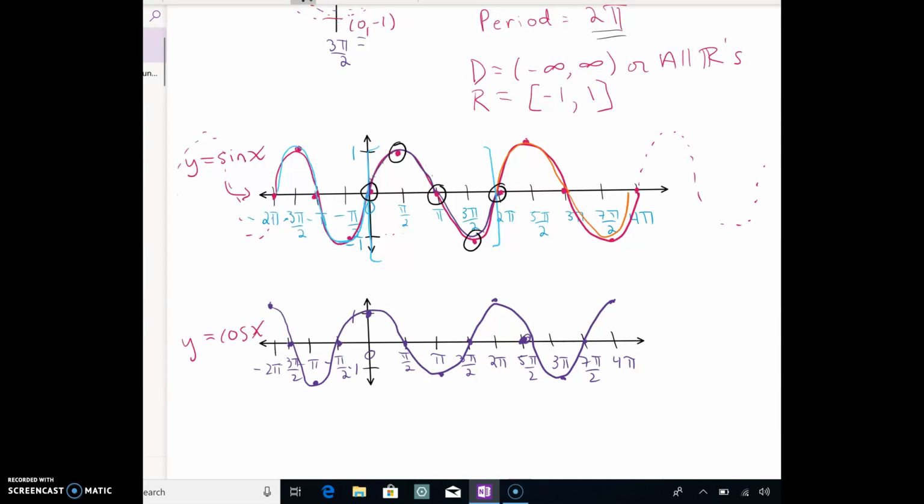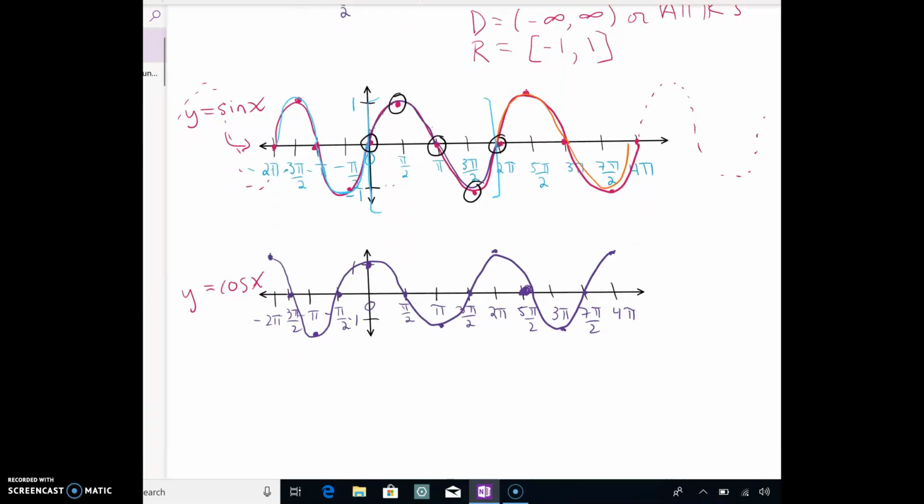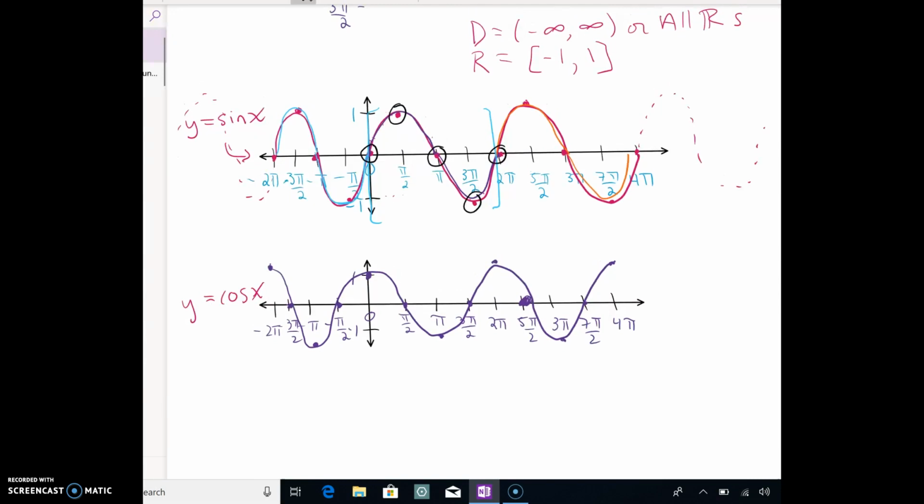Well, you guys can just, I'll make it really big to make it look like it's connecting over there. So let's talk about different aspects of the cosine function as well.